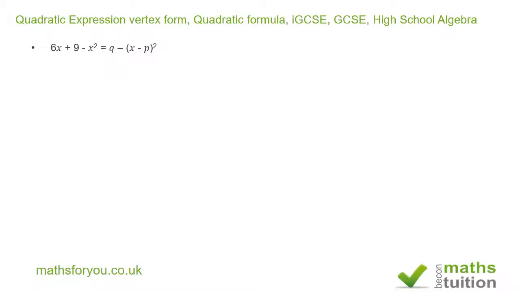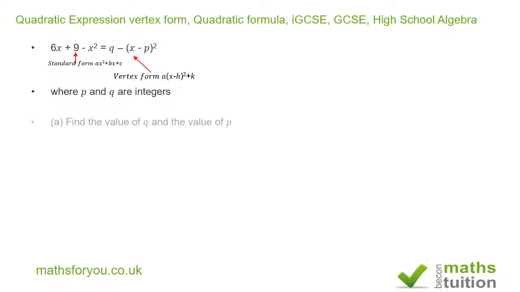On the left hand side, we've got a quadratic expression in the standard form. On the right hand side, we've got the same expression in the vertex form here. Anyway, moving on, the question then says where p and q are integers. Now, part A says find the value of q and p.